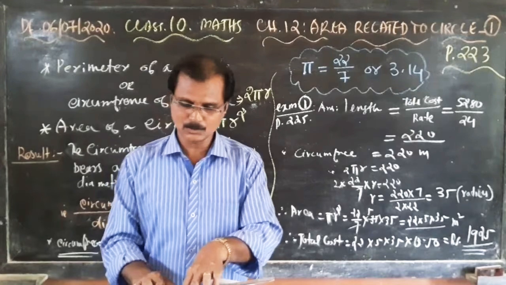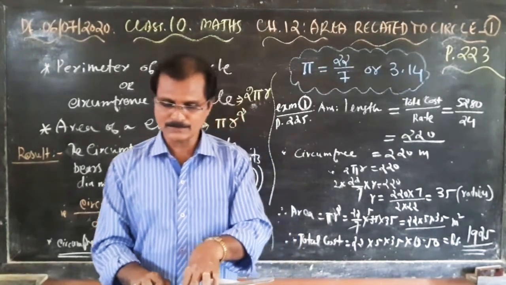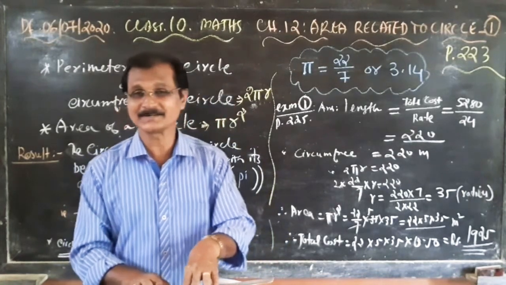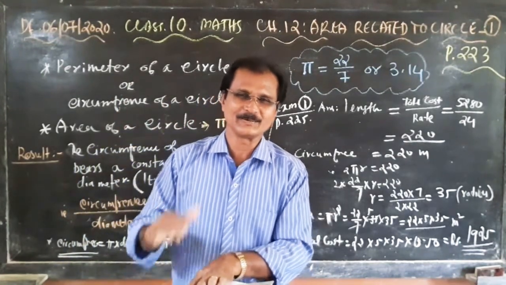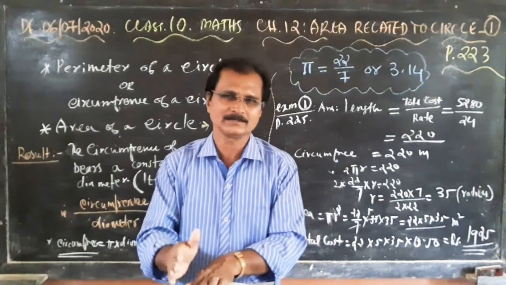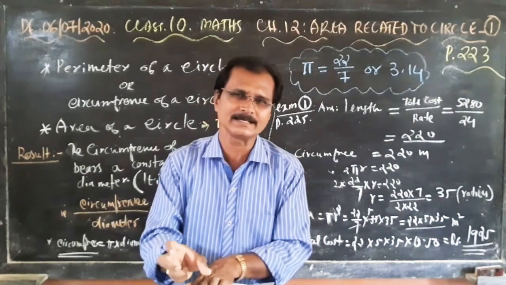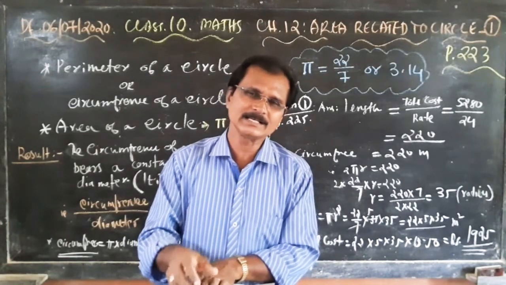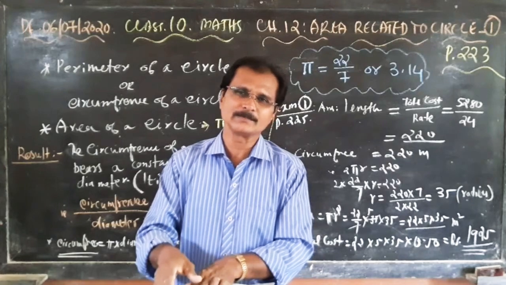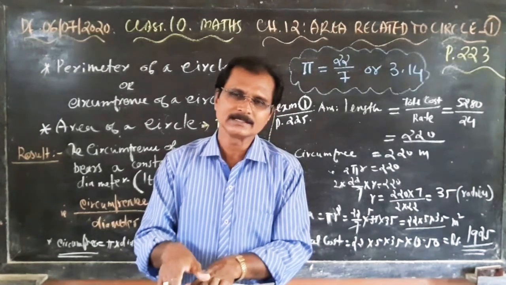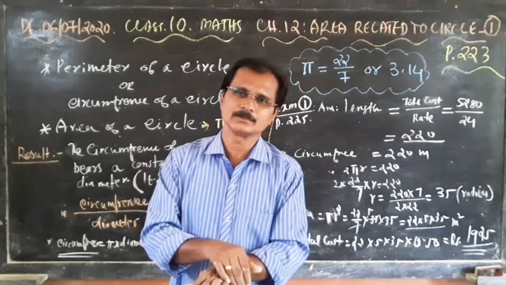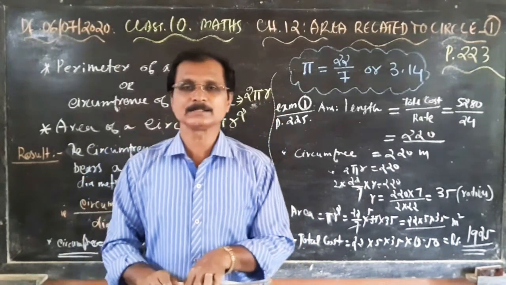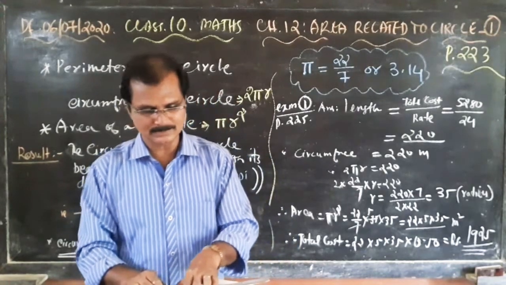The field is to be plowed at the rate of 0.50 per square meter. Find the cost of plowing the field. Now take pi equal to 22 divided by 7. The clue will be given in the bracket. Here the clue is pi equal to 22 divided by 7. If the clue is not there, then also you take 22 divided by 7, otherwise 3.14. Now here it is already mentioned that take pi equal to 22 divided by 7.